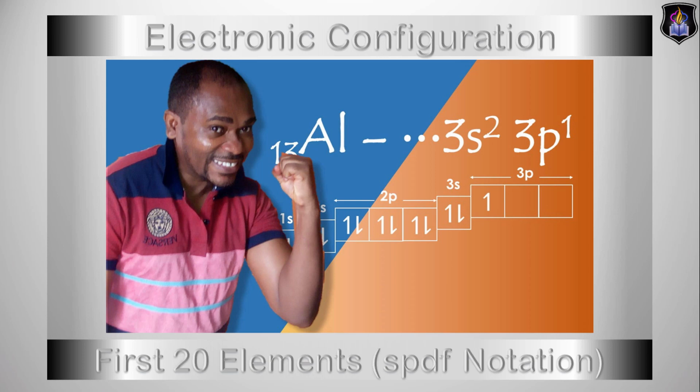In this video, I'm going to teach you how to write the electronic configuration of the first 20 elements using the quantum numbers or spdf notation and its relationship with the periodic table.